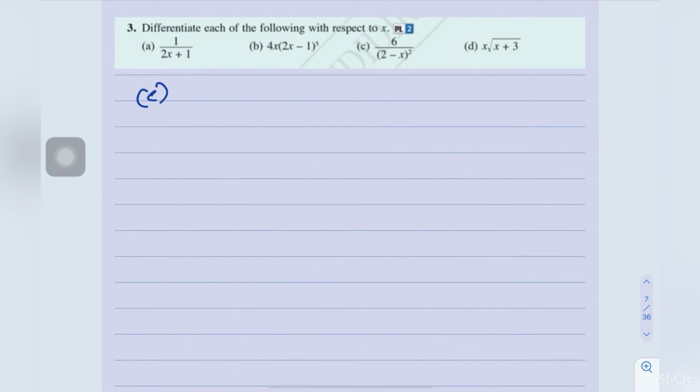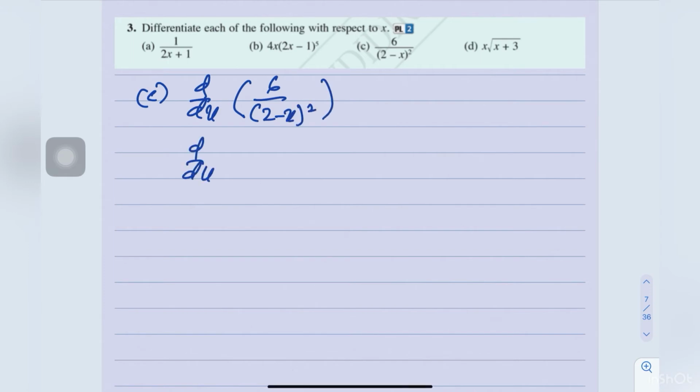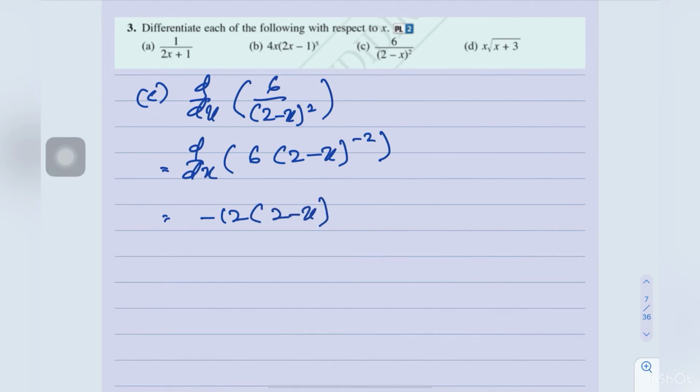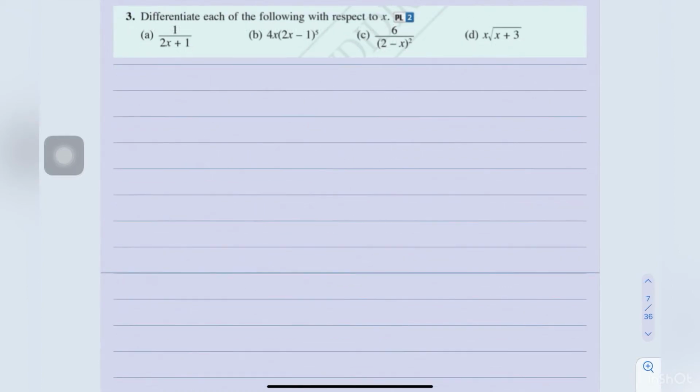C. d/dx of 6 over (2 minus x) squared. So this one becomes 6 (2 minus x) to the power of negative 2. This equals negative 12 (2 minus x) to the power of negative 3 times negative 1. So simplified, it is 12 over (2 minus x) cubed.